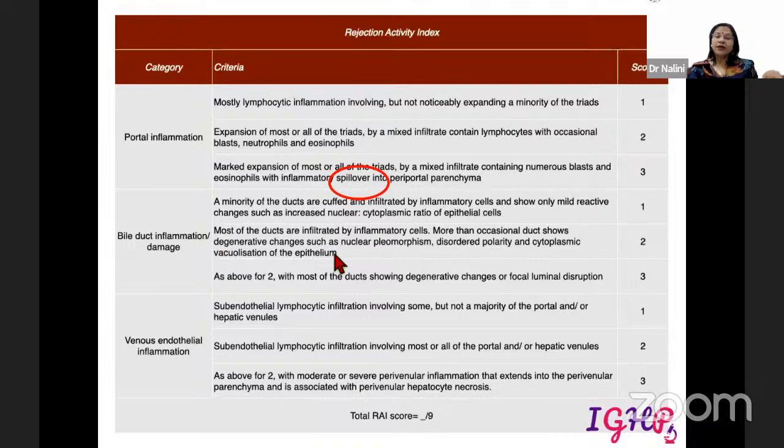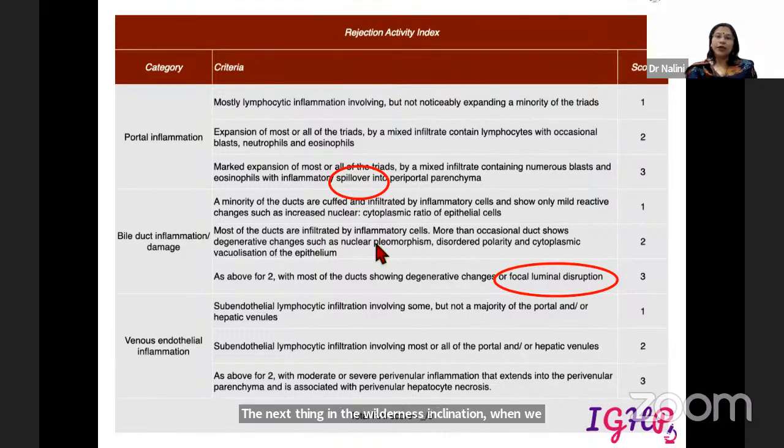The next thing is bile duct inflammation. If there are degenerative changes in few ducts, in many ducts, and finally, if there is luminal disruption, then that is the severest grade of bile duct inflammation.